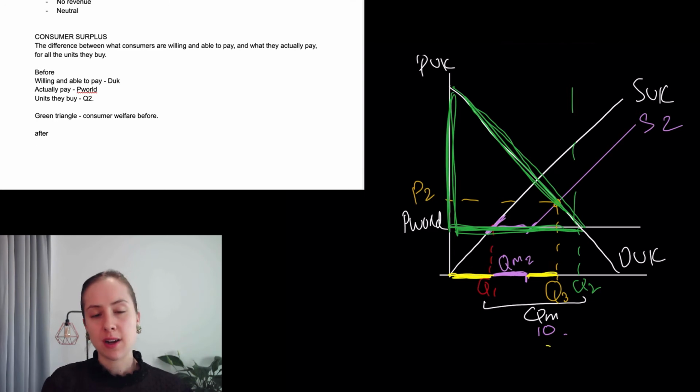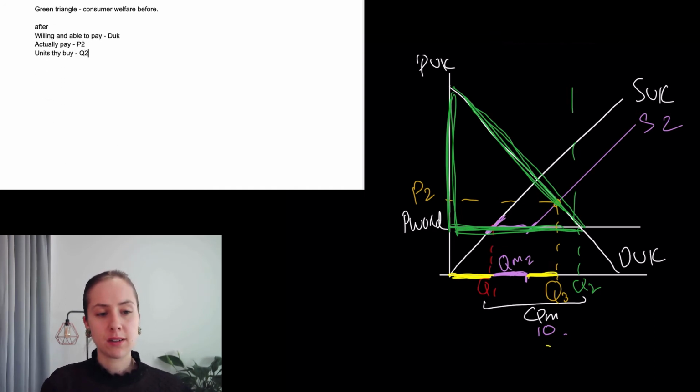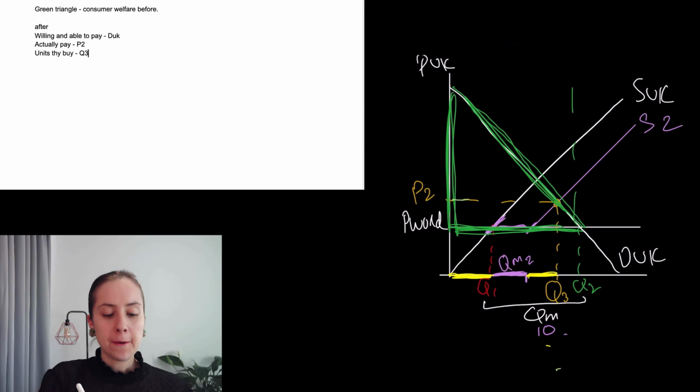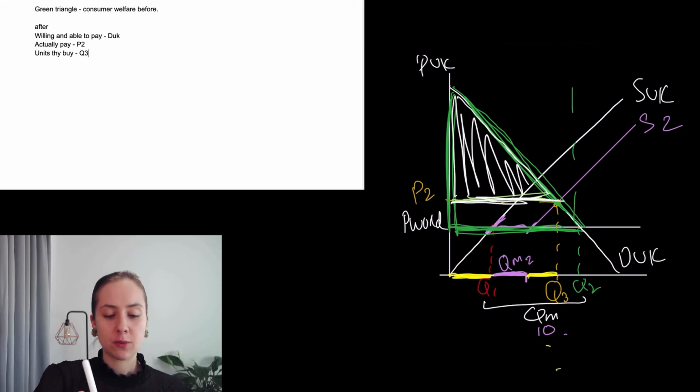Okay, after the quota, what happens? What they're willing and able to pay is still the demand in the UK. What they actually pay is now P2. And the units they buy is now Q3. So let's take a look at this one. Let's put this in a lighter shade of green. They look too similar. Going in white, P2, and the demand curve, which is all of this white triangle. Afterwards, consumer surplus is only the white area.